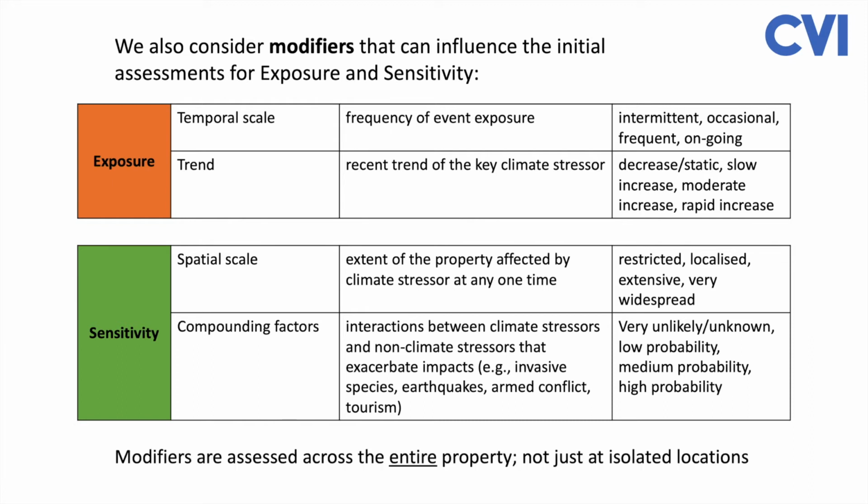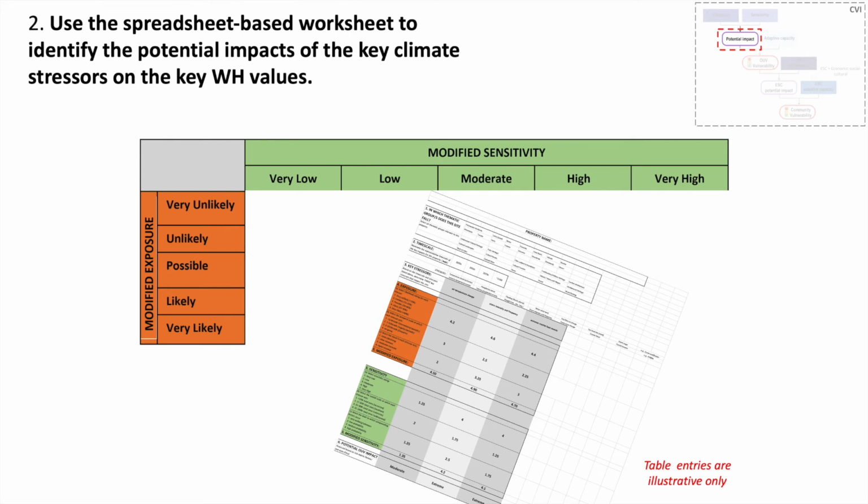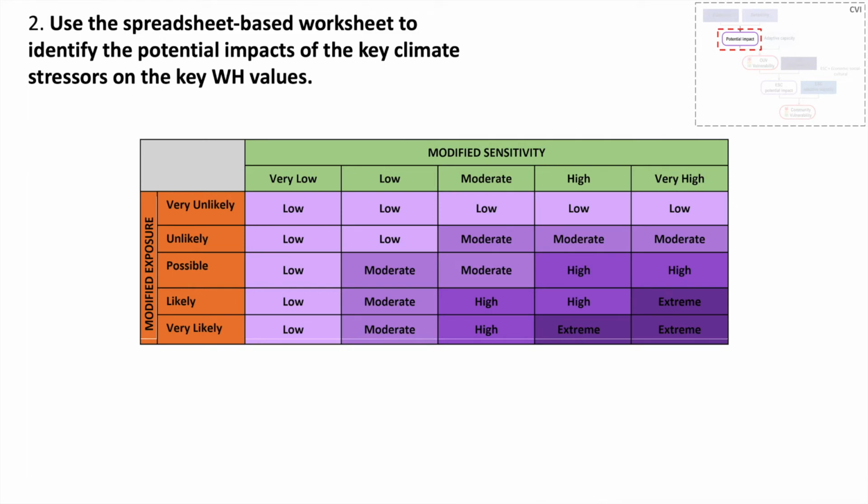Those modifiers must be applied across the full extent of the property, not just to smaller parts. So that's one way that we incorporate the extent of very large properties. Some natural properties are very large, and some of the smaller cultural properties also. We use those two assessments, the modified exposure and modified sensitivity, and a customized worksheet that we've produced to feed into a risk matrix approach and assess the potential impact, shown here in purple.